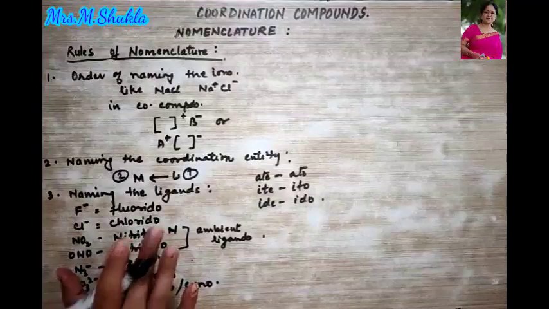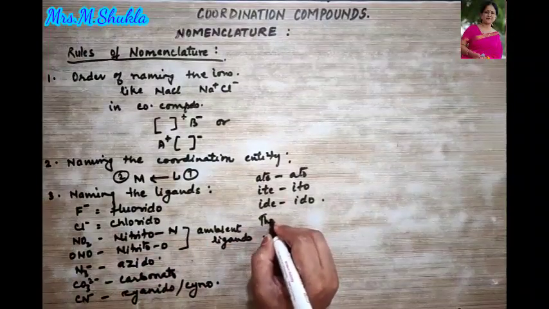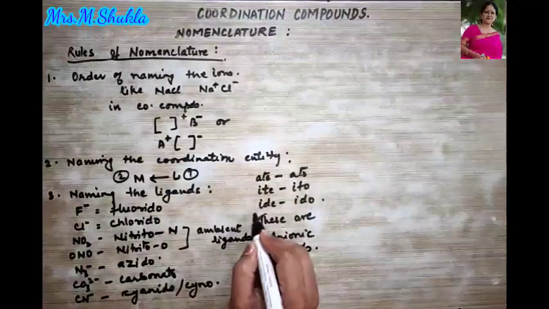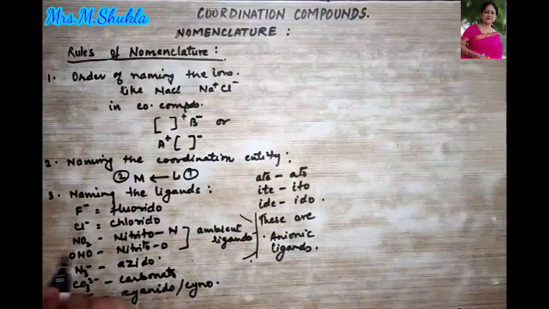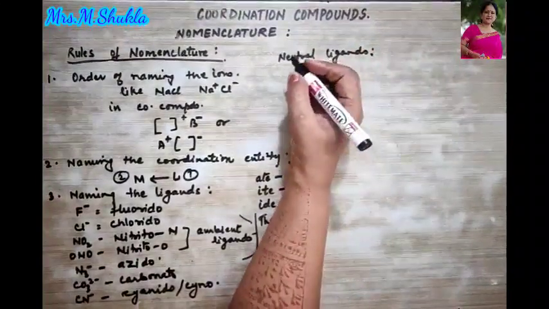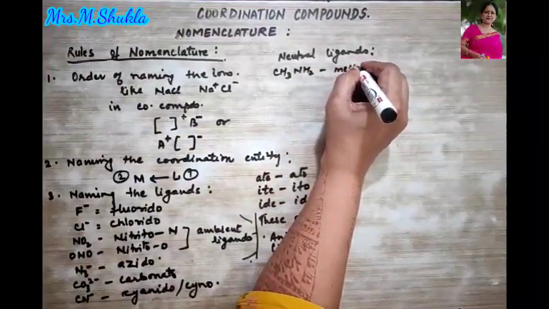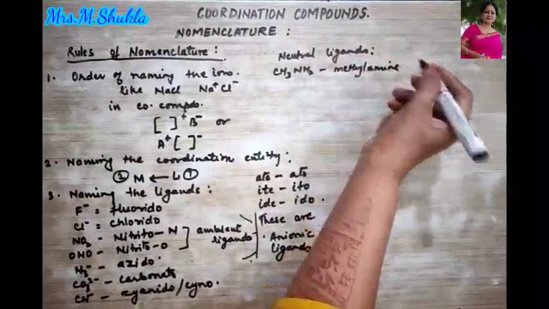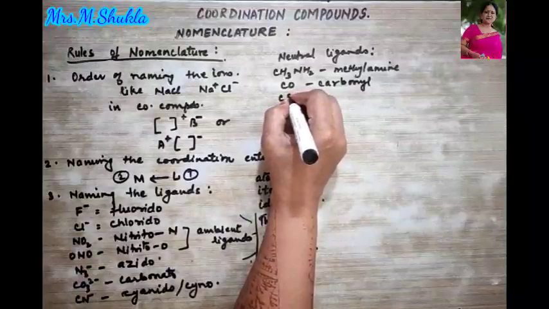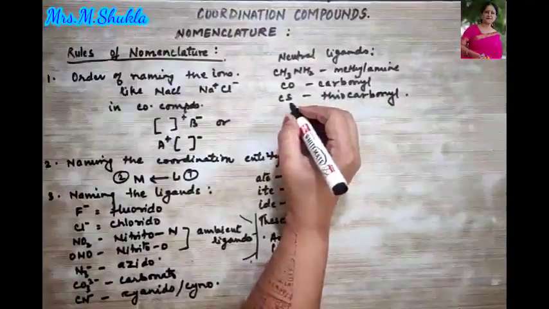So these are some of the negative or anionic ligands. Do remember, this is very, very important. Now I'm writing some neutral ligands. For example, CH3NH2, what do we call this? This is methylamine, a neutral ligand. Then CO, what is this called? Carbonyl. Then CS can be called thiocarbonyl.